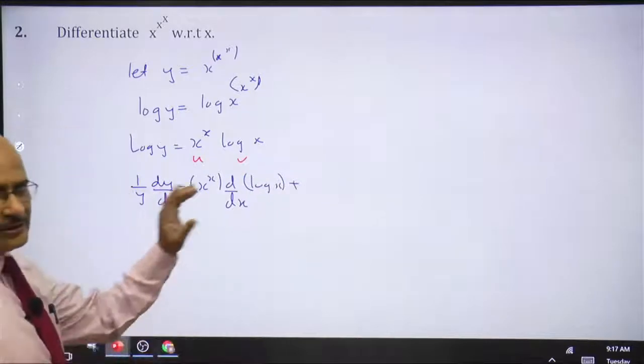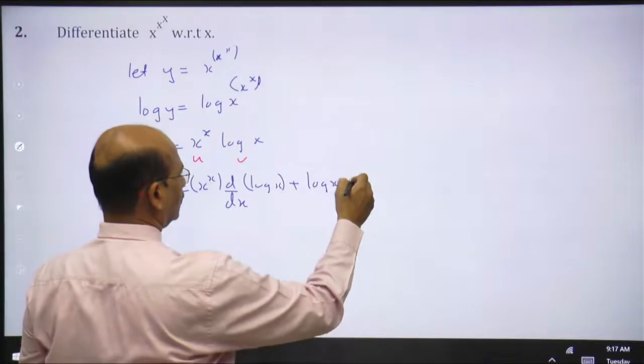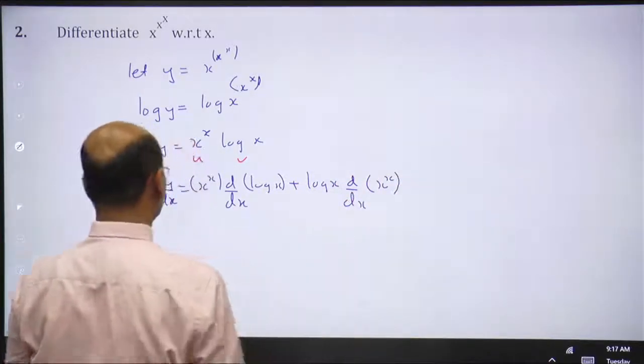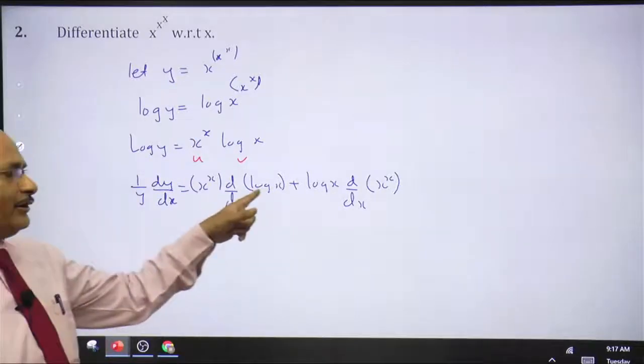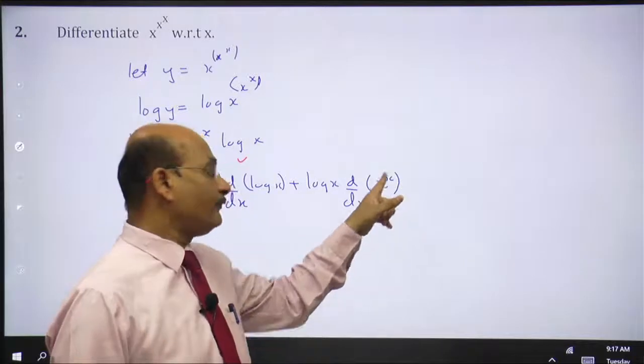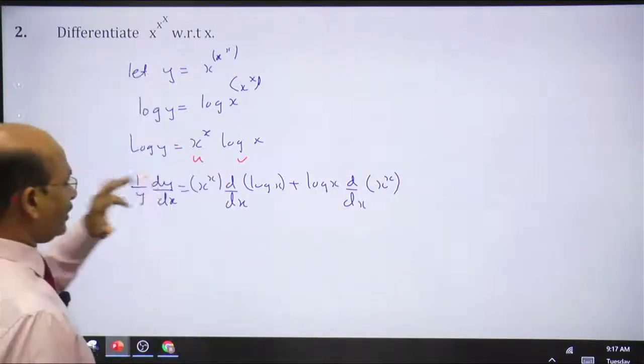Purposely I am writing this, plus v derivative of u. Now I have no issue with this. Derivative of log x is 1 by x, and log x as it is, derivative of x raised to x. So again, function raised to function. So better would be you solve that derivative separately.